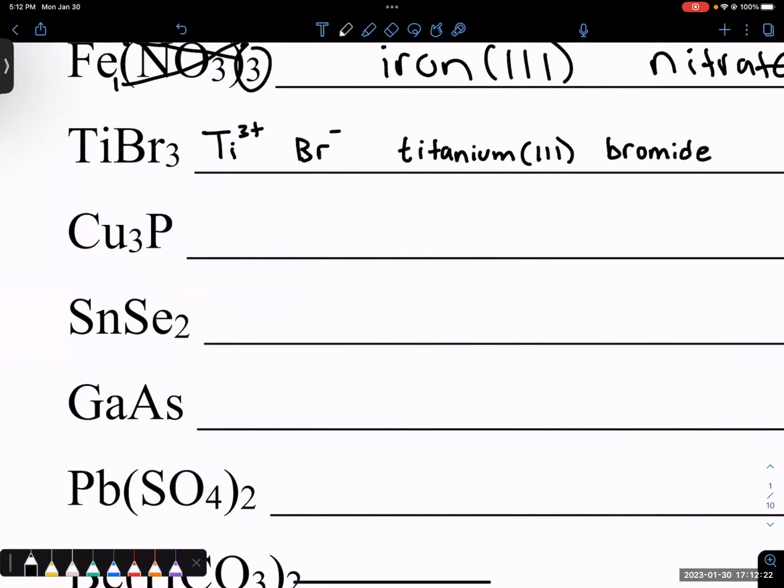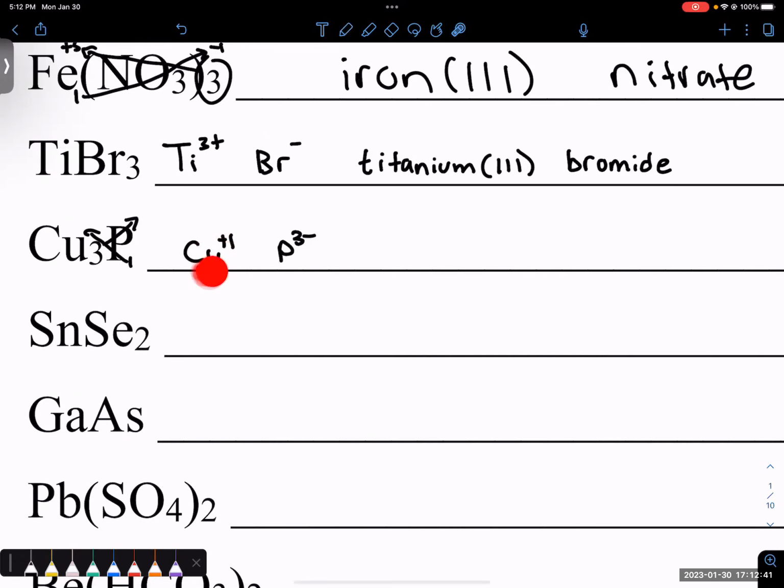So anyone in the room now want to help me out on what the name of this one is? Copper. So we get Cu plus 1, phosphorus 3 minus. So we have to be specific in which copper it is, right? So it is copper phosphide, but it's a specific one. Which one? Copper 1, right? So we'd do copper, Roman numeral 1, and then phosphide, not phosphorus.